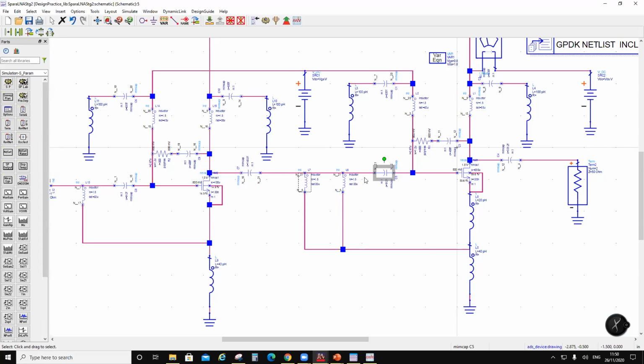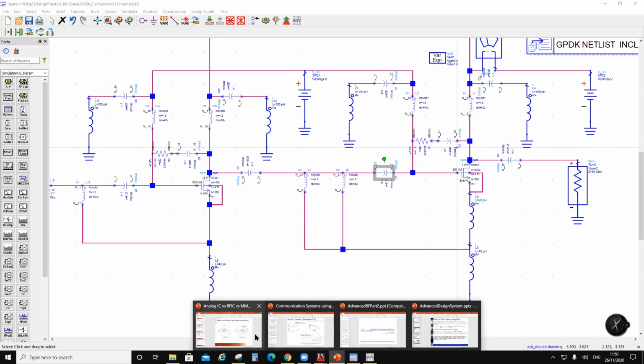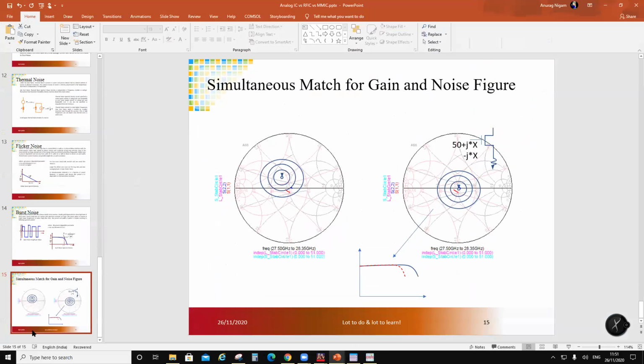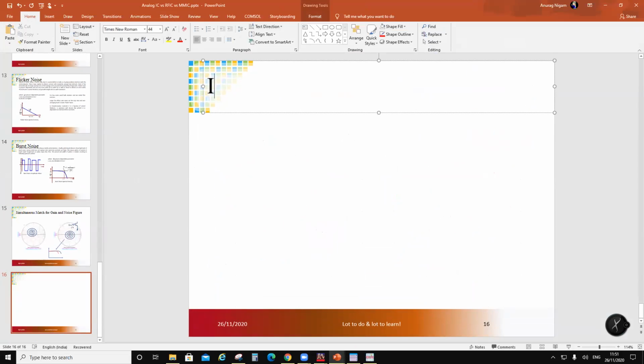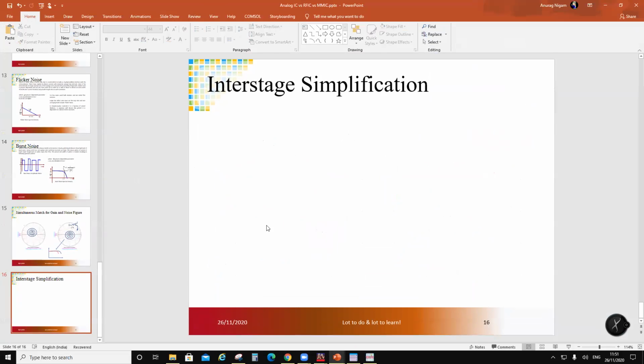But sometimes the interstage needs a simplification. So I will have a small 5-minute note on that part. Interstage simplification. Okay, interstage is not an art. It is just that, art and magic and all that, if you cannot define it, that's why it's called an art or magic. But if you can define it, then there is no magic or art.